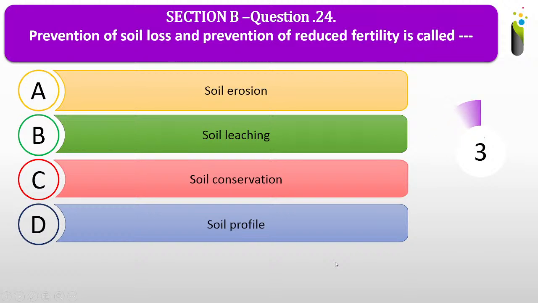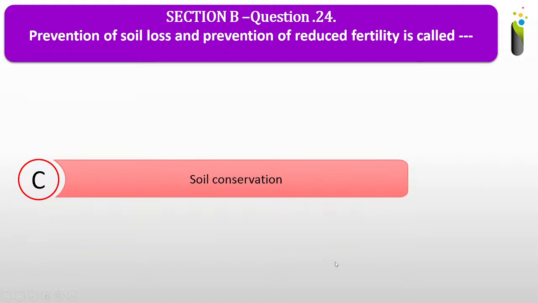And the correct answer for this question is soil conservation. So prevention of soil loss and prevention of reduced fertility is called soil conservation.